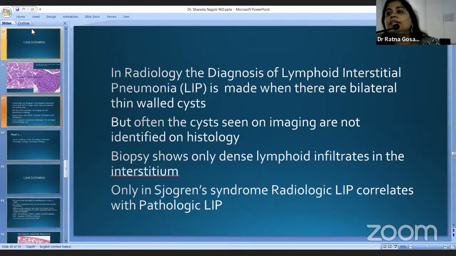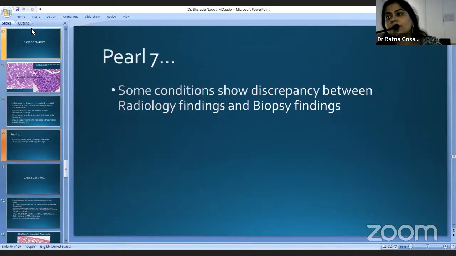But in the rest of the etiologies of LIP, we do not find cysts. This is because maybe the biopsy is done in other areas, leaving the cyst, or maybe the cyst might have collapsed during the procedure. So this is the reason why we did not find cysts on the biopsy, but the radiology shows cysts. This is the pearl: some conditions show discrepancy between radiology and biopsy findings. Not always, as in most cases the biopsy findings do correlate with the radiology findings, but there are certain conditions like this where there is a discrepancy, and we have to keep this in mind.